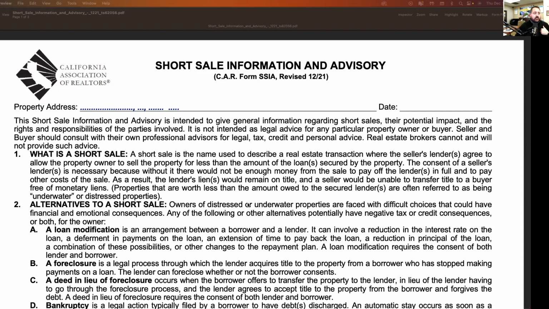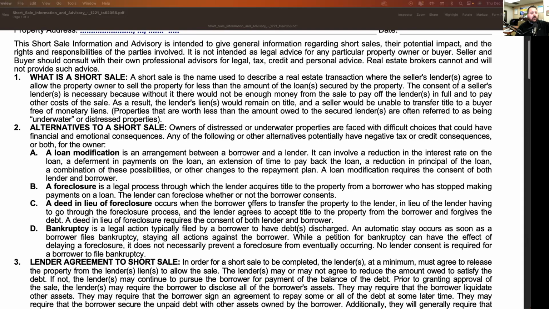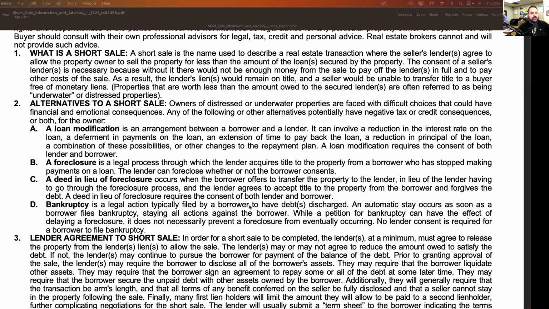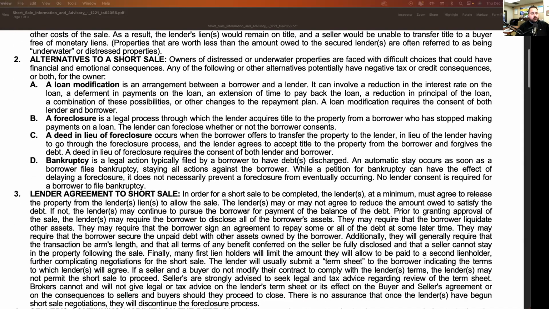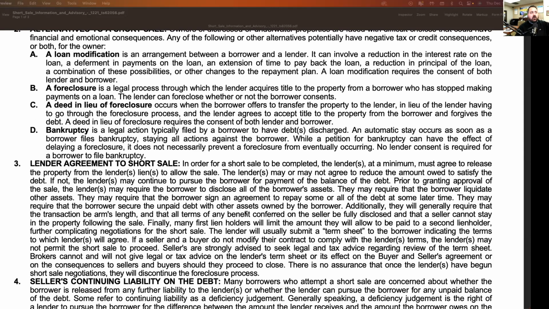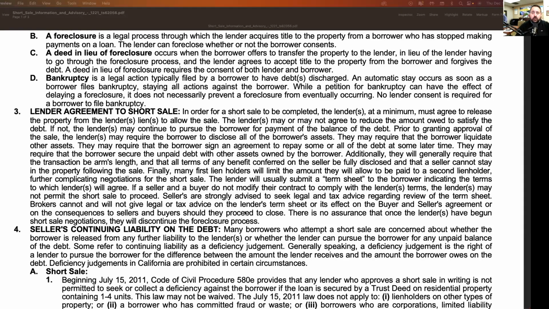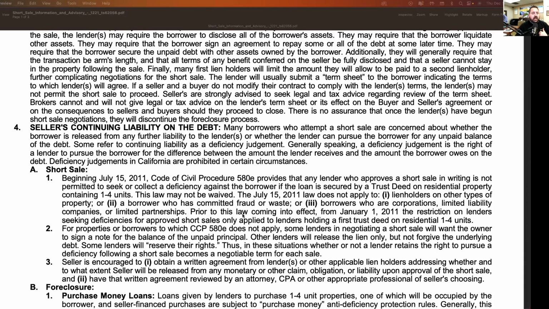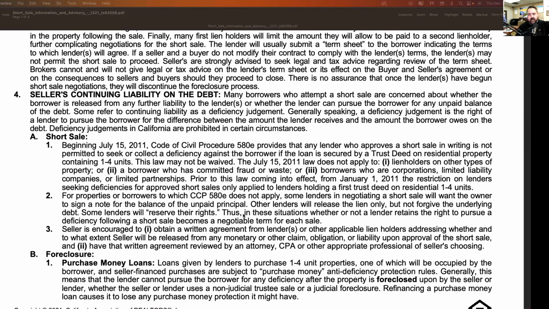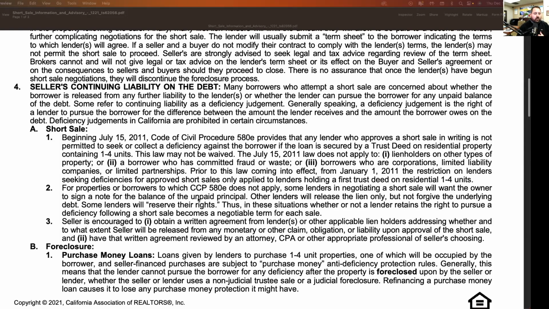And what it really does is it just talks about what a short sale is, what the alternatives are to short sale, like a loan mod, foreclosure, deed in lieu of foreclosure, declaring bankruptcy. These are the options. It goes through that. It tells the seller that the lender has to agree to the short sale, that it's not a given, that there's still some liability on the debt for the seller. And we're not going to read everything on this, but like it said, it's an information advisory. So there's nothing for you to fill out, but it's the information for the seller so they understand what happens to them through the process of a short sale or if they go through foreclosure.